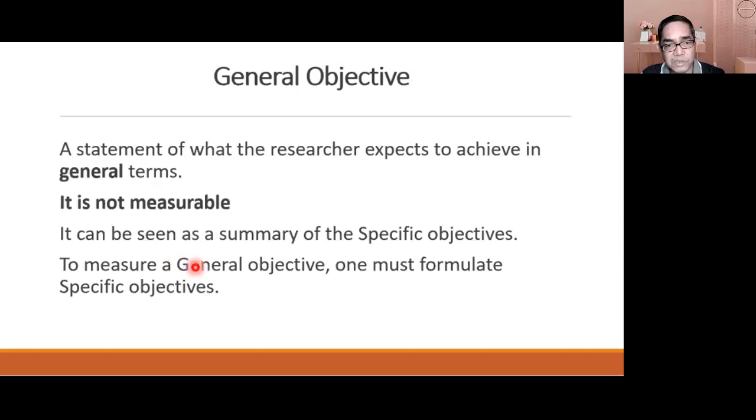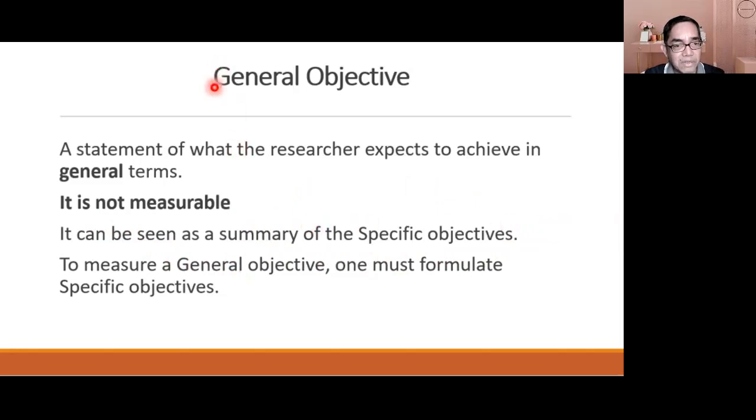Now, let's talk first of what the general objective is. The general objective is a statement of what the researcher expects to achieve, well, in general terms. That is why it is called a general objective, because it is expressed in general terms. Necessarily, the general objective is not measurable. Now, we can look at the general objective as a summary of the specific objectives.